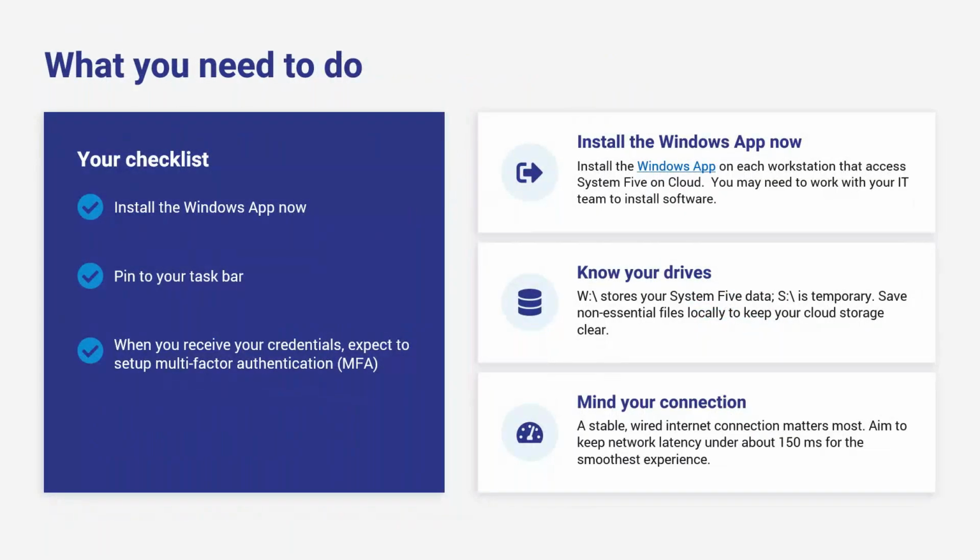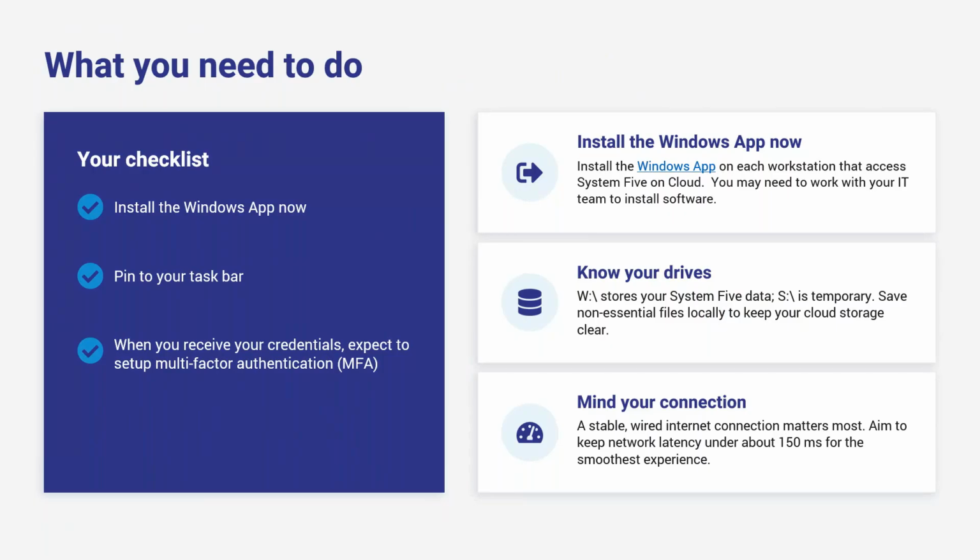Your checklist really is getting the Windows app installed, I say now, but in the days to come, before you get your System 5 on cloud credentials. We do understand that some customers might require IT or administrator rights. Every Windows 11 workstation client that you'd be wanting to install on would need that Windows app. And then, of course, pin it to your taskbar to get ready for it. When you receive credentials from the support and cloud operations team, you will be expected to set up multi-factor authentication with those new credentials.